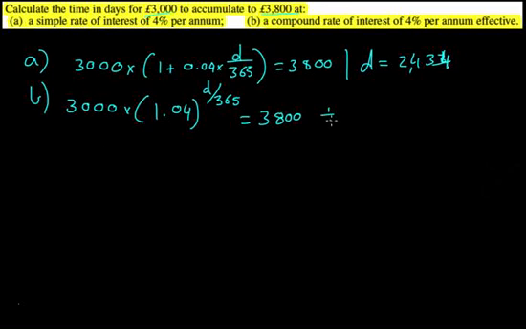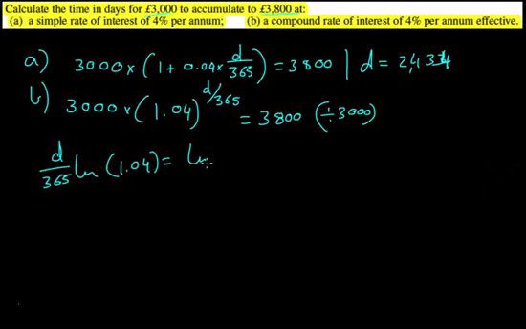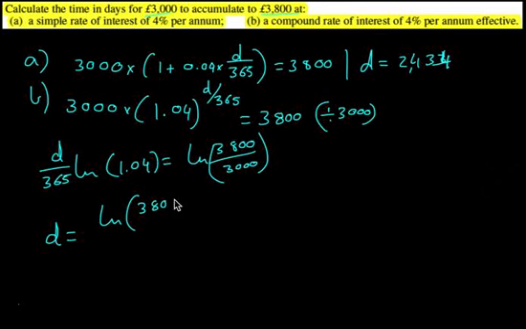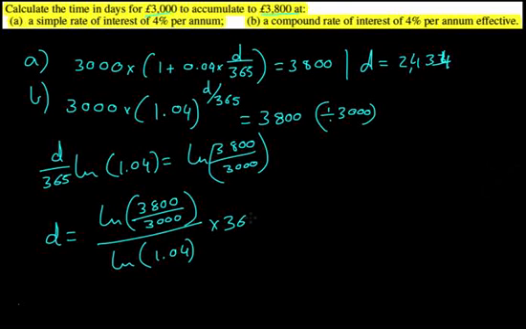So we're going to divide everything by 3,000, and then we can take the log of both sides. So it'll be D over 365 times log 1.04 equals the log of 3,800 over 3,000. So D is going to be equal to the log of 3,800 divided by 3,000, divided by the log of 1 plus the interest rate, and then we'll times everything by 365.